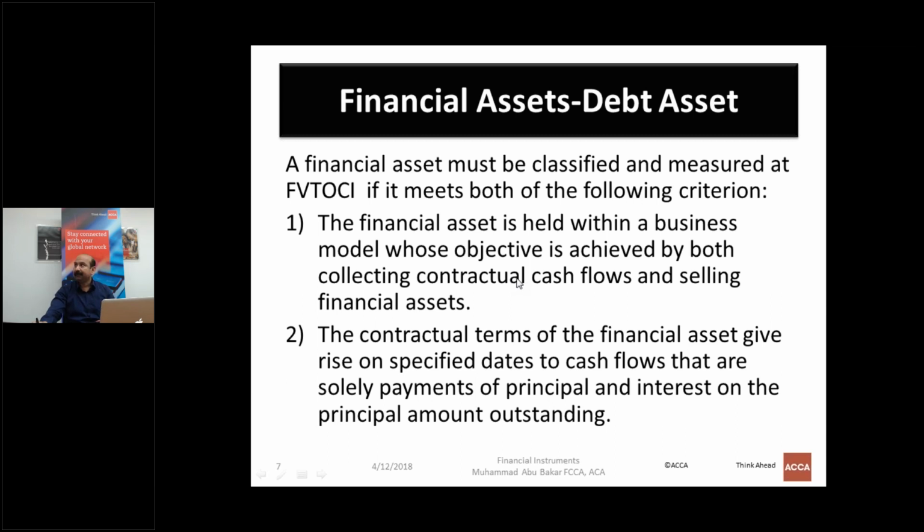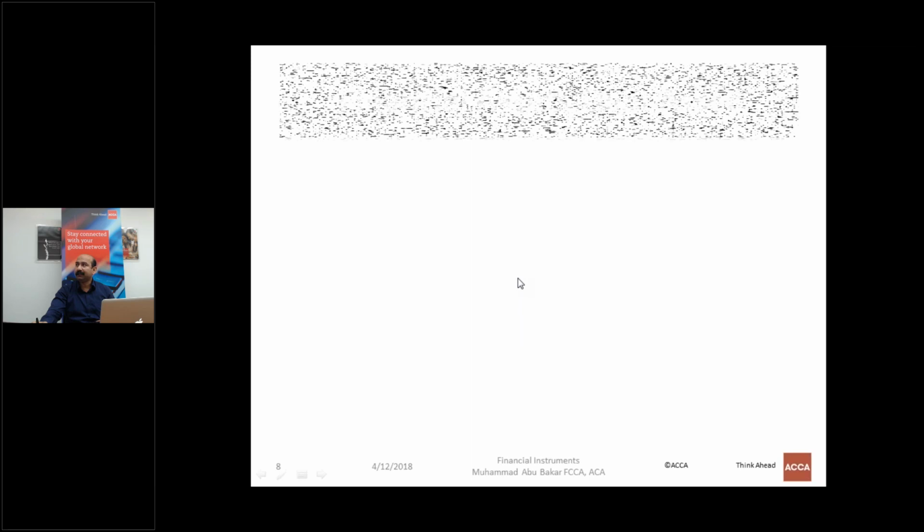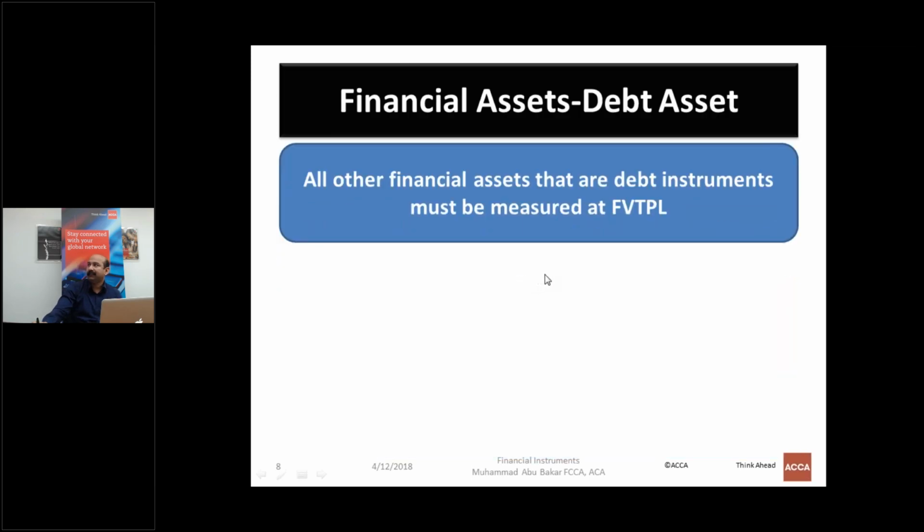Okay. And all other debt assets must be measured at fair value through profit or loss. So this is the default position. For financial liability, the default position is amortized cost. And for financial asset, meaning debt asset, the default position is fair value through profit and loss.